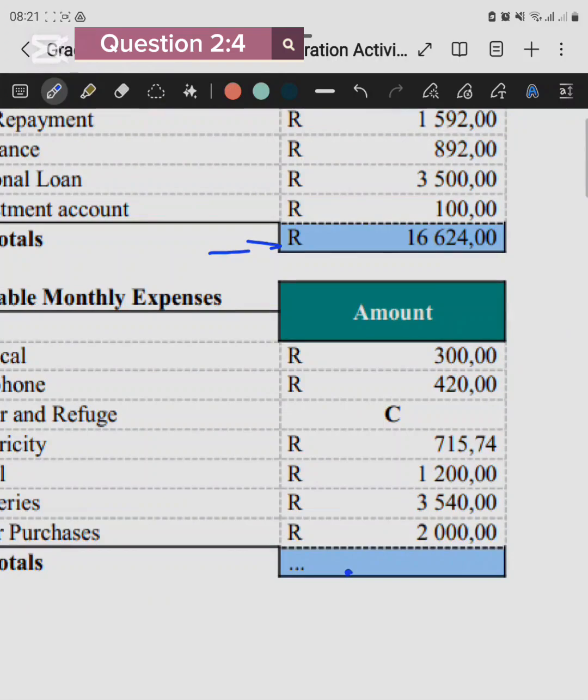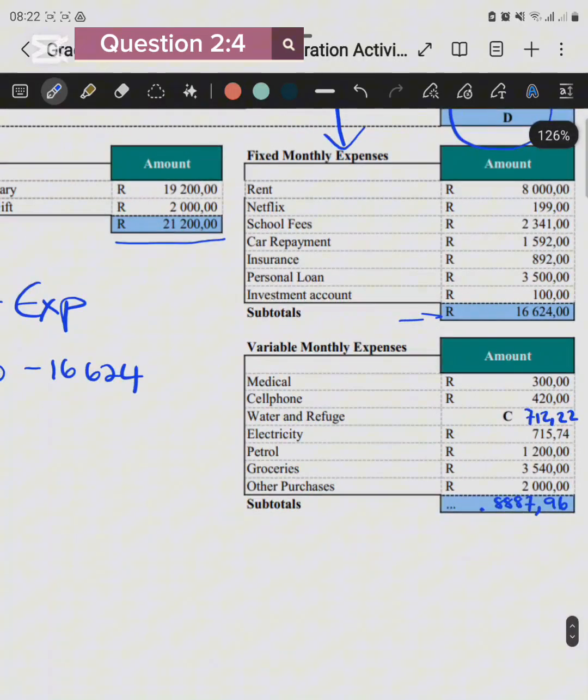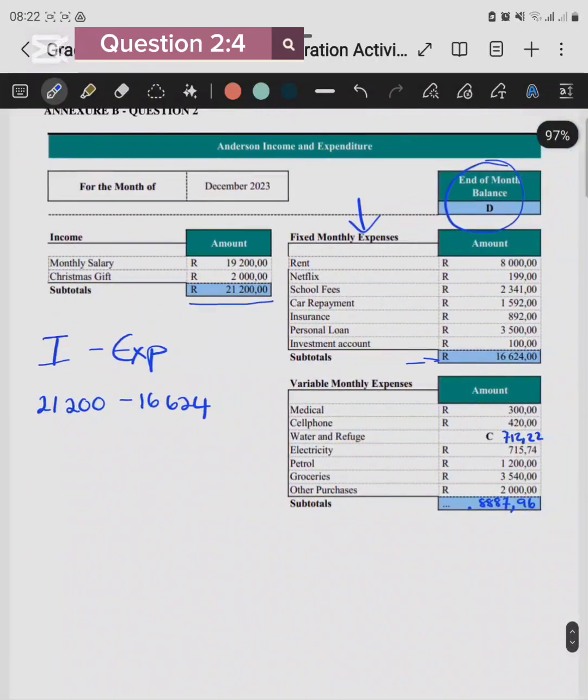I'm going to add in that water amount that we had of 712.22. Total it all up. I'm going to get to 8887.96. That's my variable expenses. And then I'm going to take that and also subtract it from the total income here as well. The 8887.96. And when you subtract all of that, you should get to 4311.96. And that is then going to be your missing value of D.